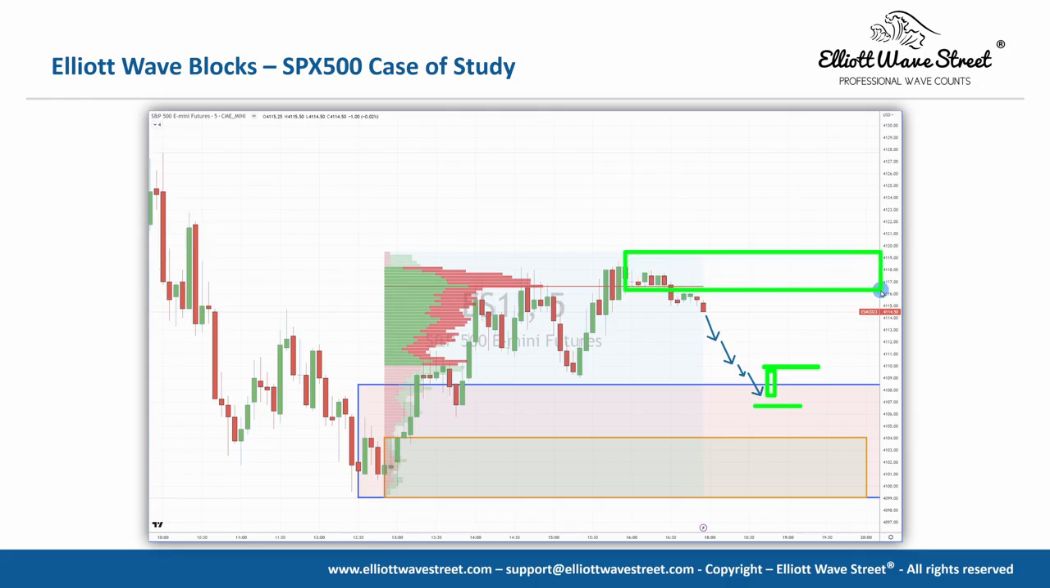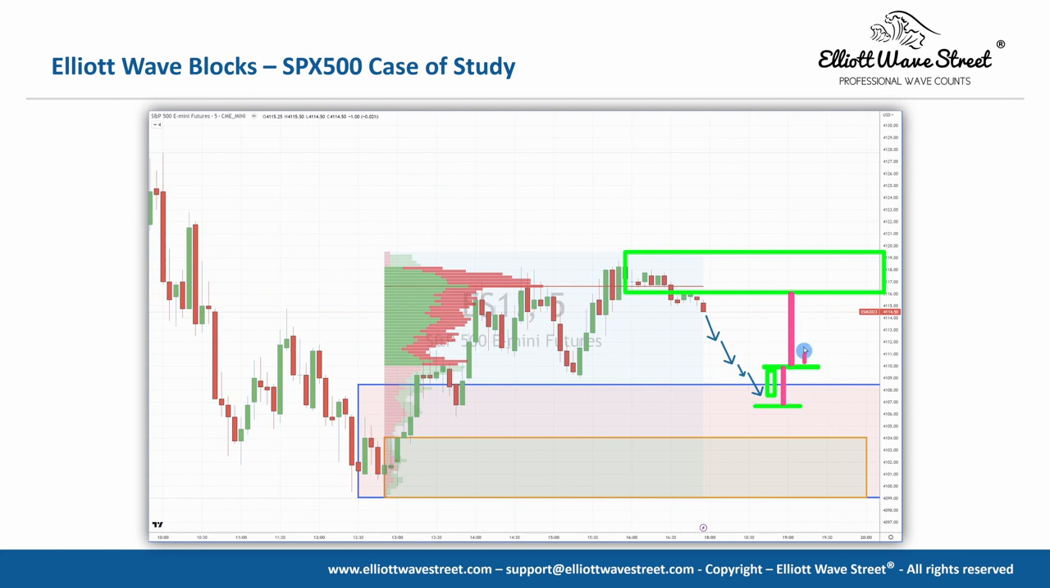Or the Elliott wave block. We can use the Elliott wave block. That's going to be a minimum target. So we know that's the risk. This will be the risk, and this will be the profit for a scalp or for a little day trade, whatever. We can do a lot of things around this plan.